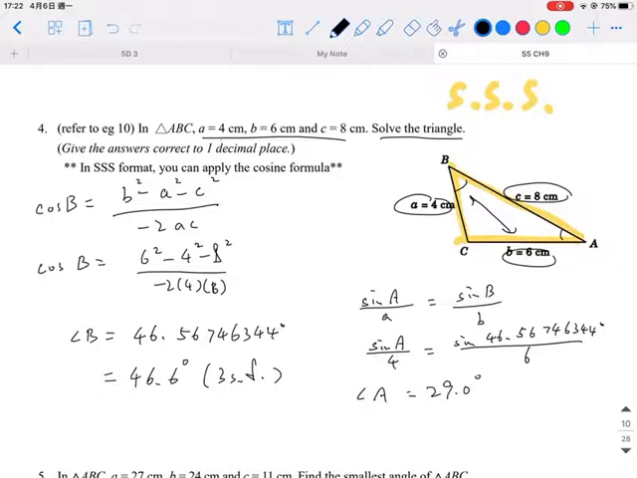Okay, so finally for angle C we can apply the angle sum of the triangle, and you will get 104 degrees. Okay, that's the end of question number 4.